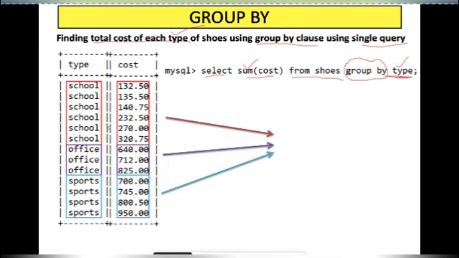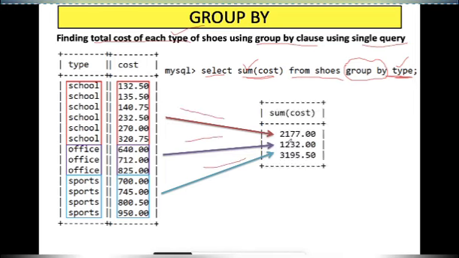It will group the data in one go as per type. All the school type of shoes will be grouped together, office will be grouped together, then sports will be grouped together, and then the group function will be applied to each group separately. So let us see what the output will be. It will give the output something like this: sum cost together.